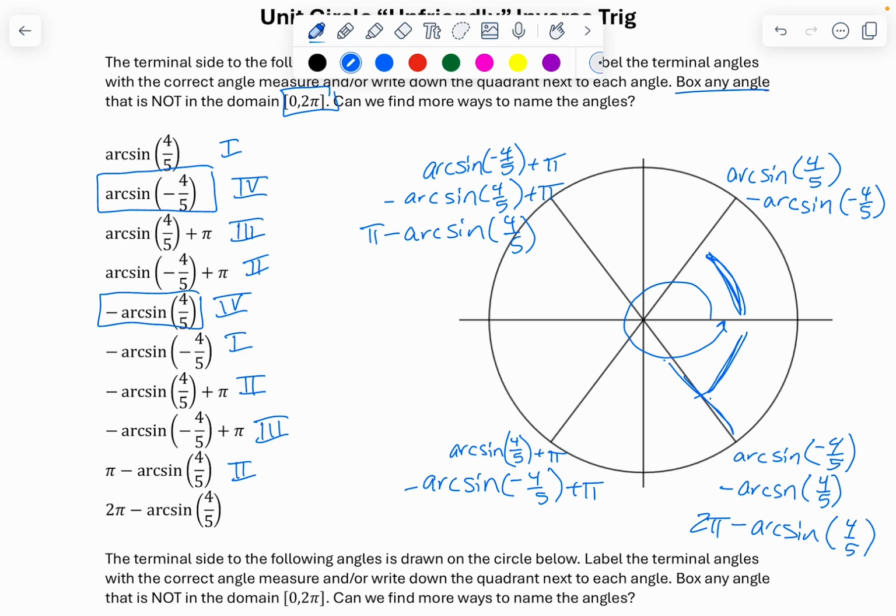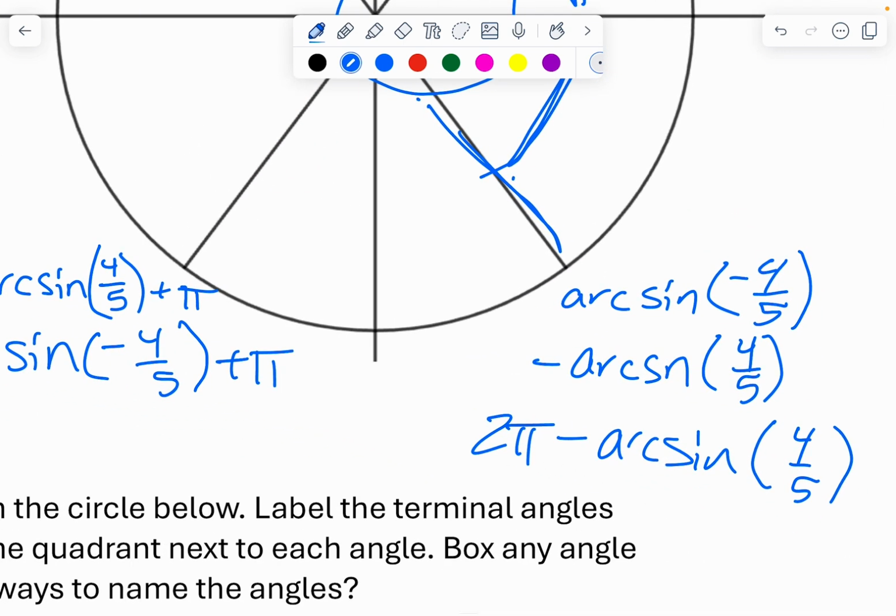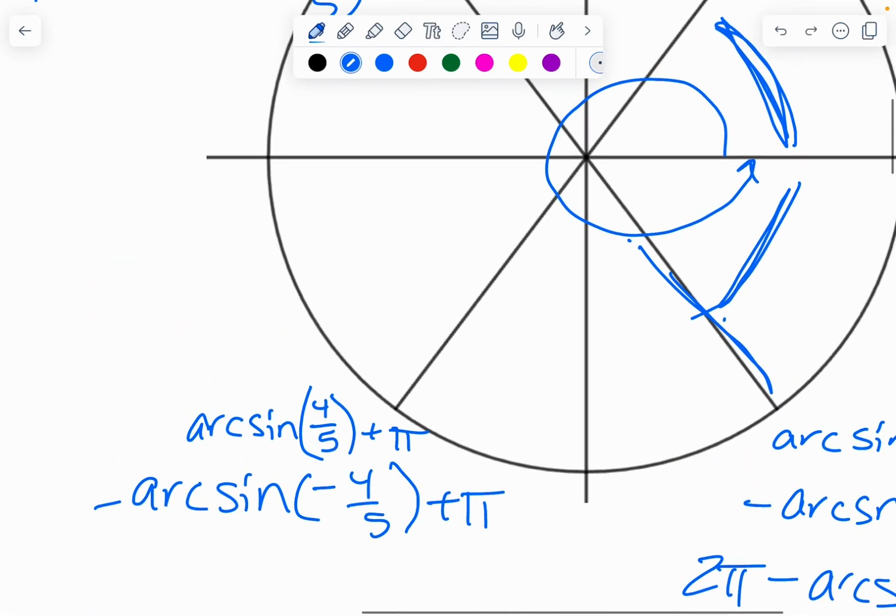Which makes sense because notice negative arc sine of 4/5, and then this 2 pi just makes something coterminal to what came before. Do you see how these two are almost the same? They're not the same, but they're coterminal to each other because of the 2 pi. So hopefully that makes sense to you.